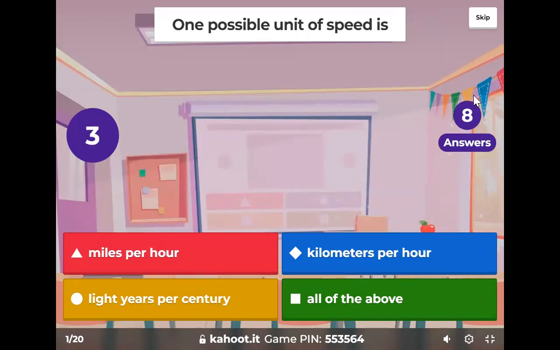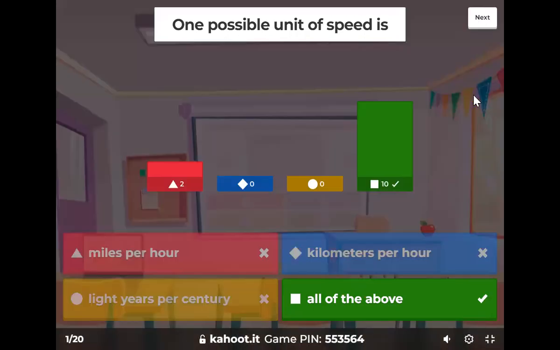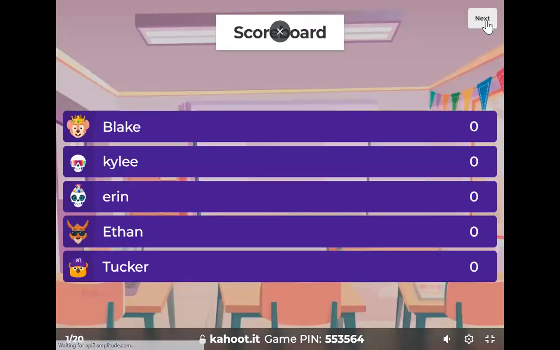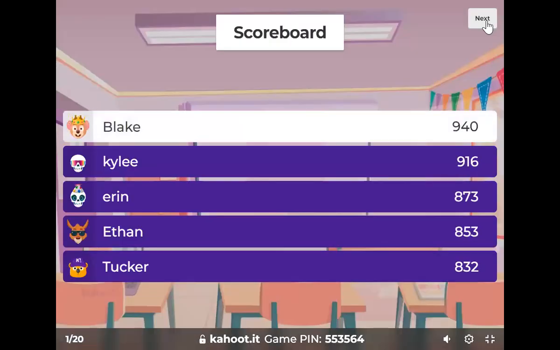One possible unit of speed. Yeah, there you go. So miles per hour, kilometers per hour, light years per century. This is all kind of distance per time. In this class, of course, our go-to unit is meters per second. All right, you guys got that one. Oh, look, we got points on the board. Oh yeah.